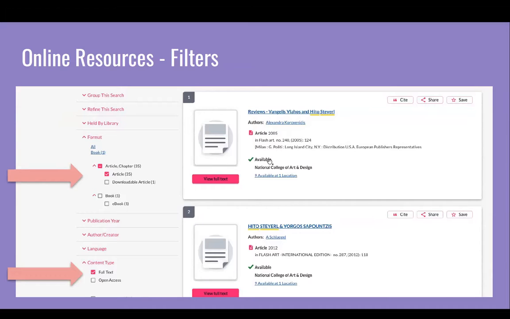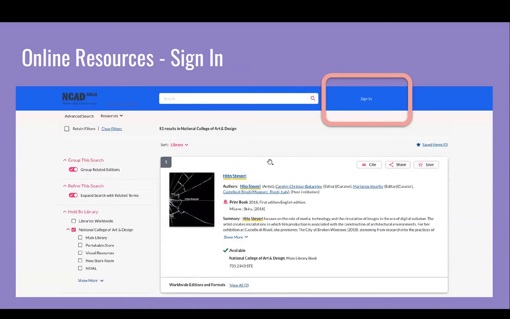If you're on campus, the online resources should automatically give you access as long as you're using the campus Wi-Fi network. If you're at home, however, make sure you're signed into your NCAD library account first. This will authenticate your access to the online resources you're looking for. And to do this, you simply click on the sign in button in the top right hand corner and type in your login details. Your username is your student number, and your password is the same password as your printer and your Wi-Fi password, which you will have gotten from IT.